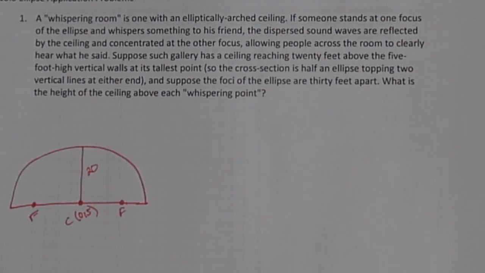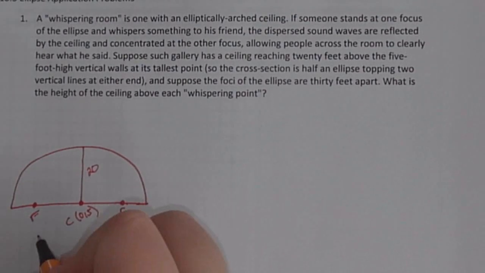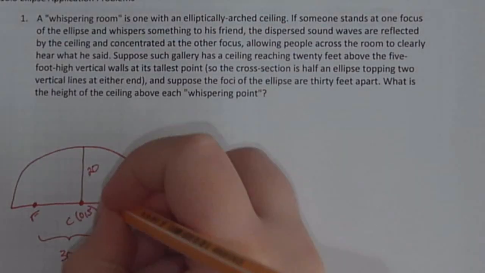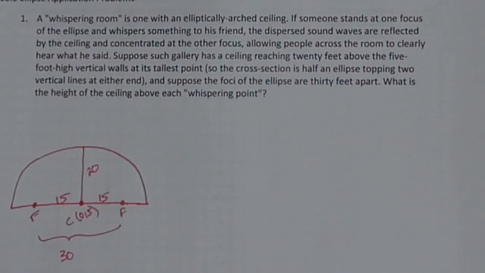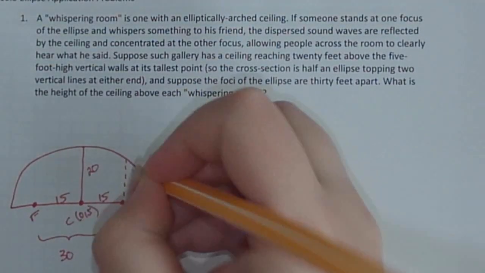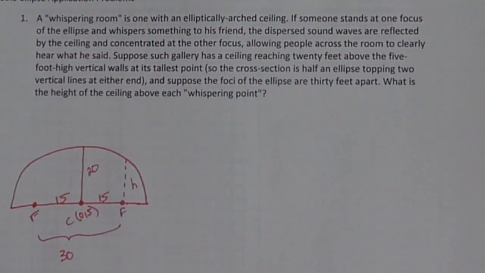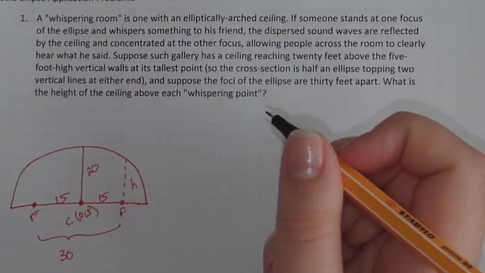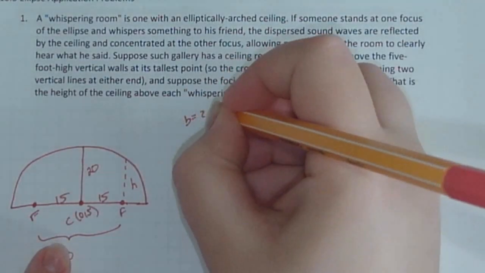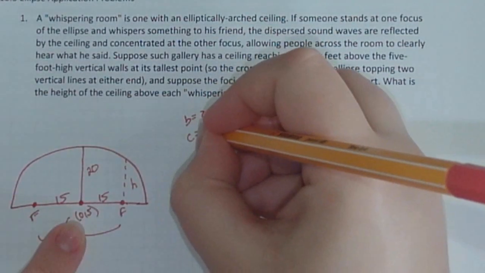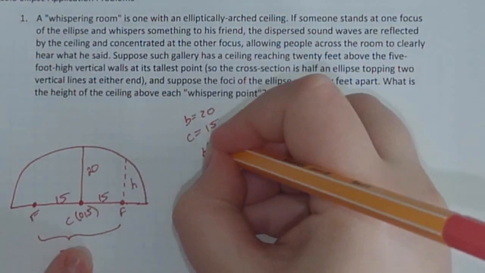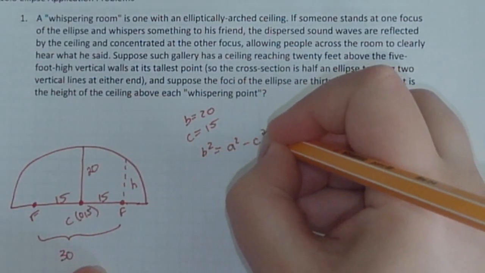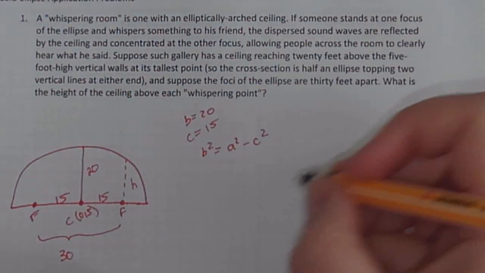And suppose the foci of the ellipse are 30 feet apart. So if these two things are 30 feet apart, that means it's 15 feet from the center to each focus. What is the height of the ceiling above each whispering point? So we're trying to find that height. So first of all, we have to set up an equation for our ellipse. So we know what b equals. So b is 20. We know that c is 15. So we can use our equation, which was b squared equals a squared minus c squared, to figure out what a is.